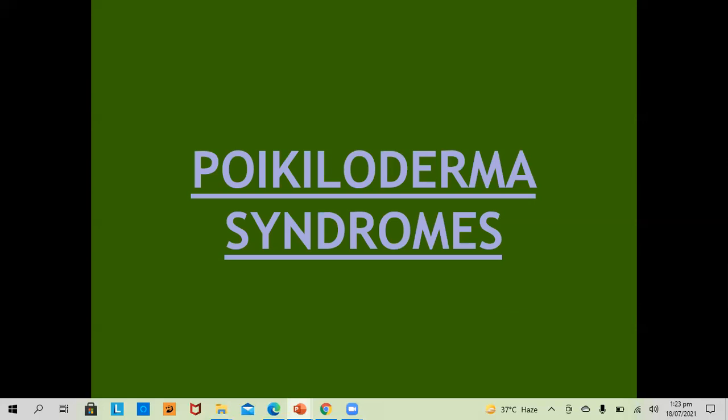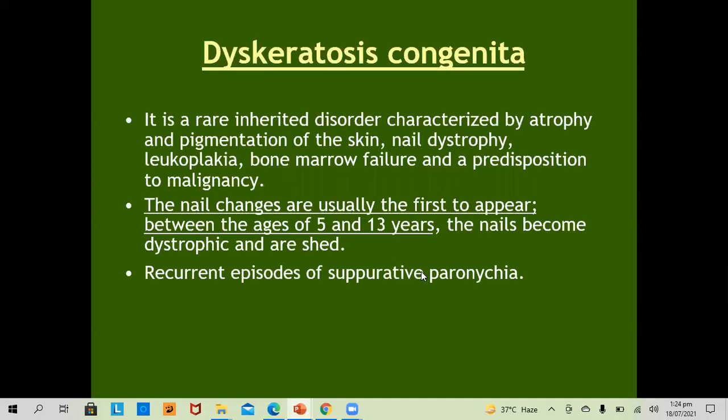Now I am going to cover the second part of my lecture, that is the Poikiloderma syndromes. These include the syndromes in which Poikiloderma is a prominent and significant clinical feature. The first of the syndrome is Dyskeratosis congenita. Dyskeratosis congenita is a rare inherited disorder characterized by atrophy and pigmentation of skin, nail dystrophy, leucoplakia, bone marrow failure, and predisposition to malignancy.